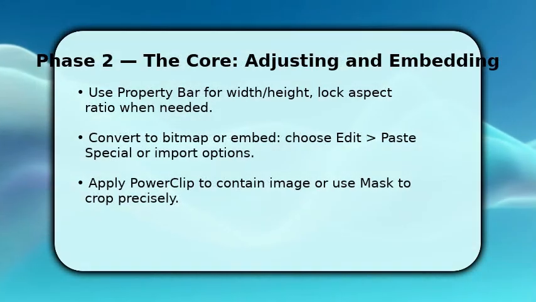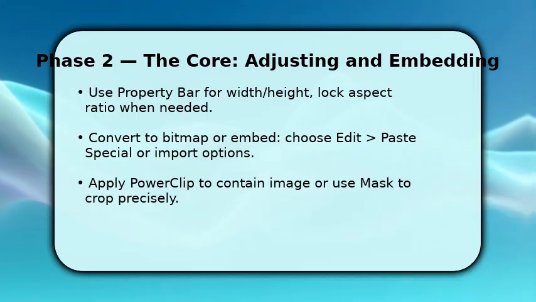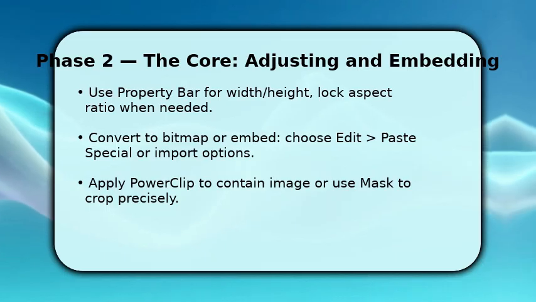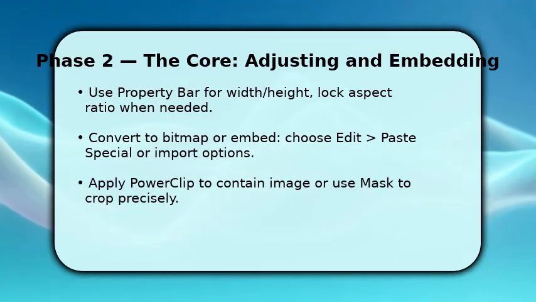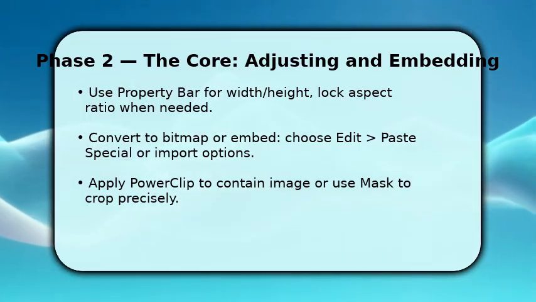Now refine the image so it behaves correctly in your layout. You'll use the property bar to set width and height, lock aspect ratio to avoid distortion. If you need consistent file portability, embed or convert to bitmap via Edit Paste Special or the import options. Embedding prevents missing link problems.